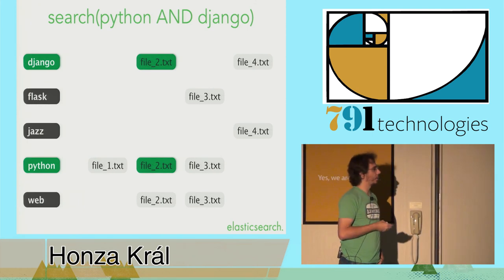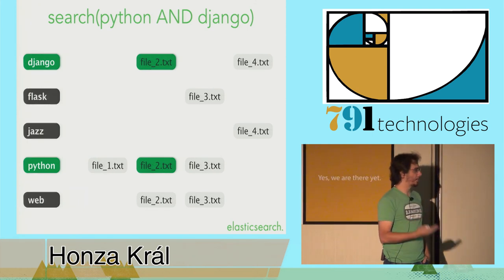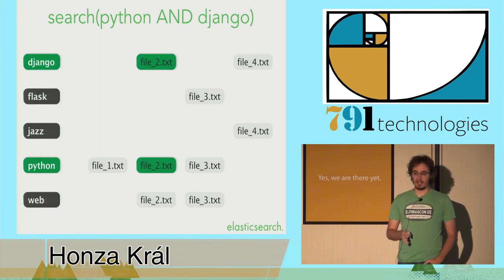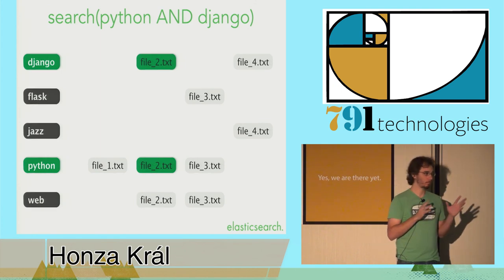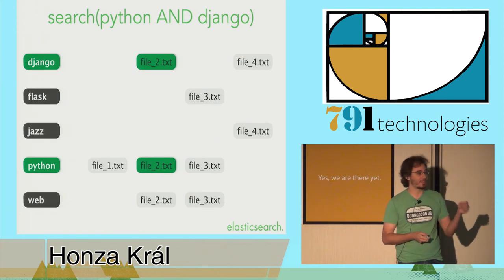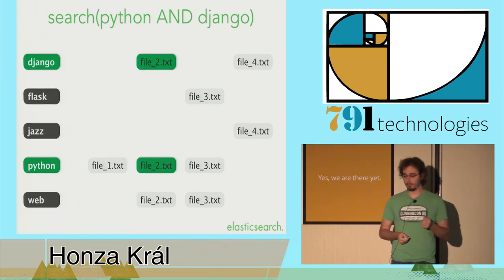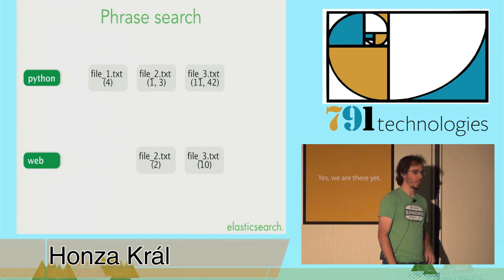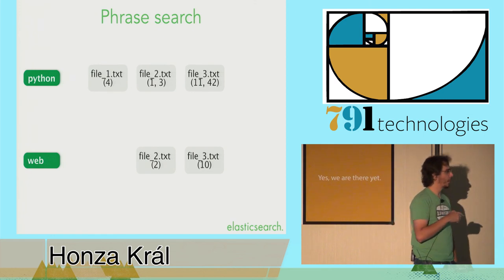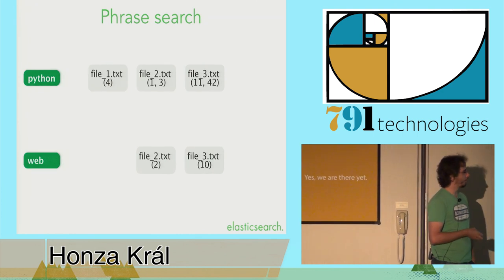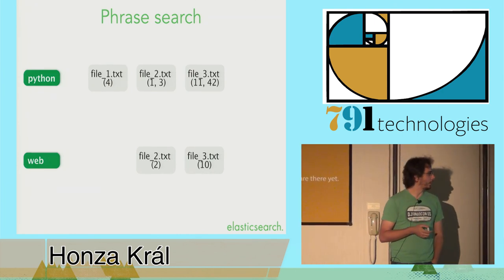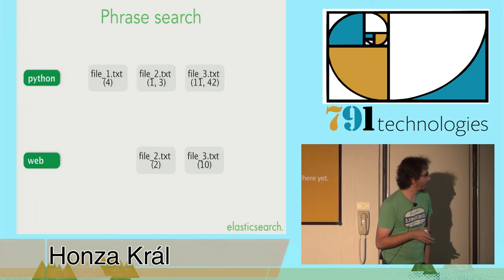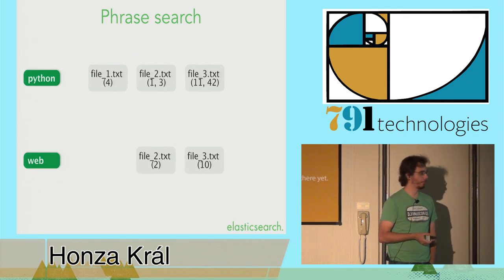And also, this data structure lends itself very nicely to further enhancements. So with this, as we have it now, it's safe to say that we can do AND and OR queries and anything like that. But if we add some more information into the data structure, we can do a lot more. For example, if we add positions, so for each document, we add what was the position of the word. So we can see that for file one, Python was the fourth word. And we see that for file two, web was the second word.